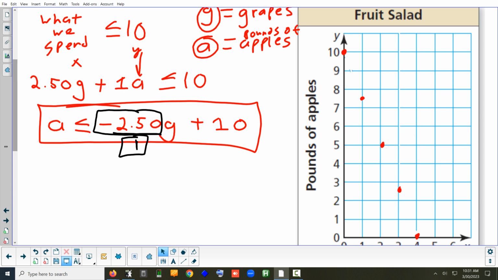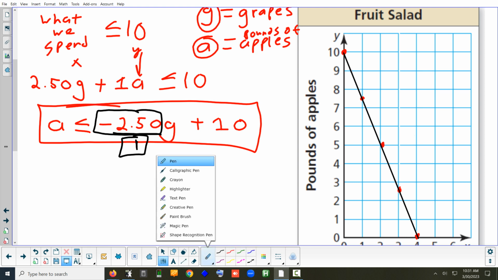Okay, solid or dotted line? Yep, solid. And you don't have to keep the line going on forever, because it wouldn't make sense to go in the negatives, because there's no such thing as negative pounds of apples or negative pounds of grapes. So when you're dealing with money, you just draw your line, and you can stop right there.